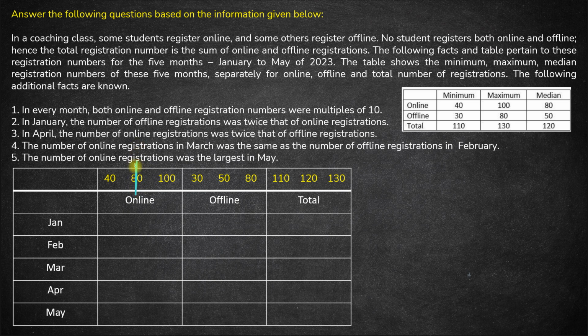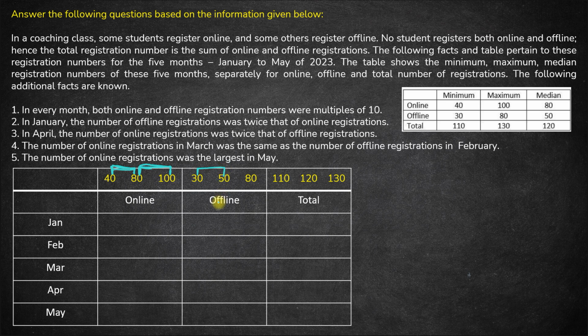So if 80 is the middle value, that means there must be 2 values to its left and 2 values to its right. Okay? Out of 2 values to its left, one is 40. So that means there has to be one more value between 40 and 80, both included, and there has to be one value between 80 and 100, both inclusive. And same logic applies for offline and total as well.